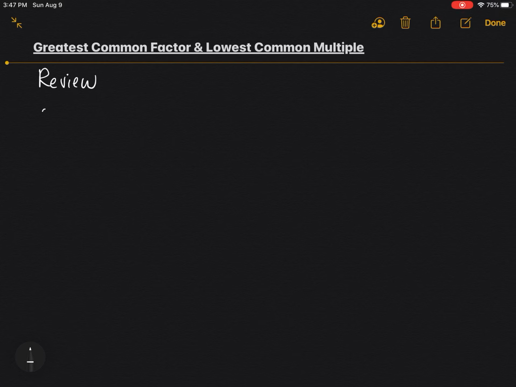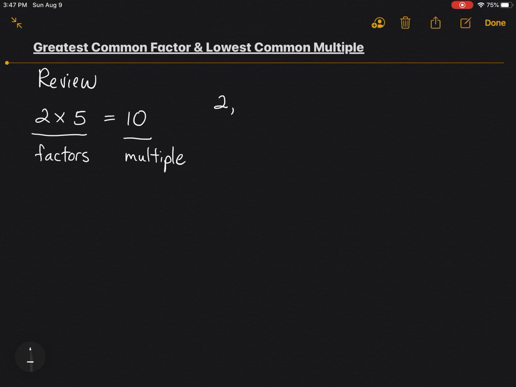When we do multiplication, we have two numbers that we multiply together and we get an answer which we call the product. The numbers that we use to multiply are called factors, and the number that we get as an answer is the multiple. Another way to look at multiples is when you're counting by that number. For example, I count 2, 4, 6, 8, 10. All of these numbers are multiples of 2.